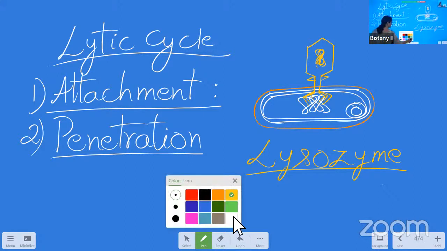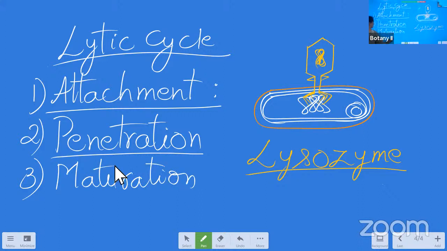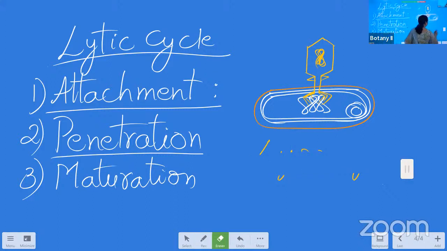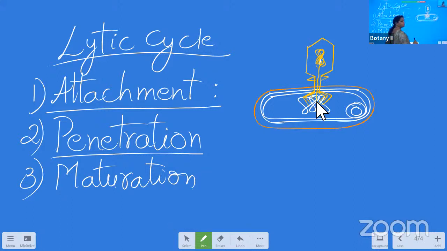Now comes the third step. What is the third step? That is the maturation. Maturation means once the tail part enters into the bacteria, immediately the genetic material from the head enters into the bacteria. The genetic material of the viral organism now passes from here and enters into the cytoplasm of the bacteria.